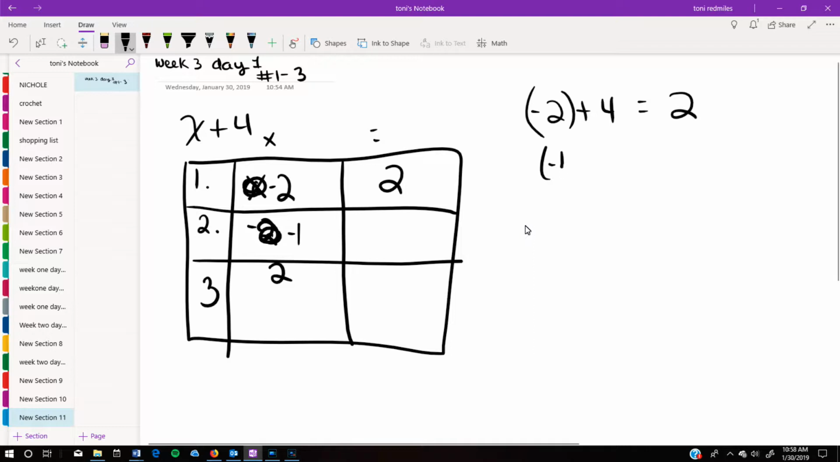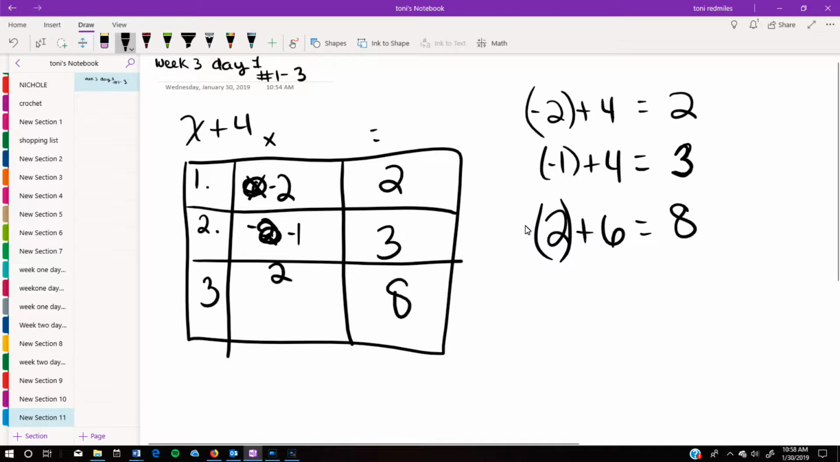Next one. In parentheses, I'm going to insert the -1. I see I don't really need the parentheses again, so I'm just going to ignore them and do the math, and it's 3. Last one. Again, don't need the parentheses. The answer is 8. So as you can see, my numbers are going up. As I increase x, the number that I get out increases. So when I input these, the outputs increase.